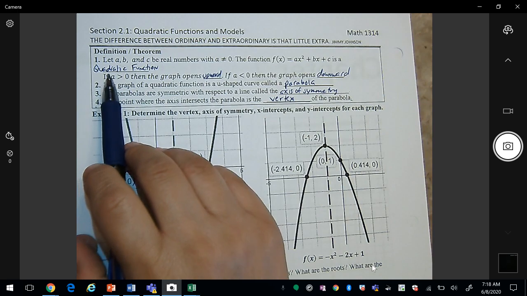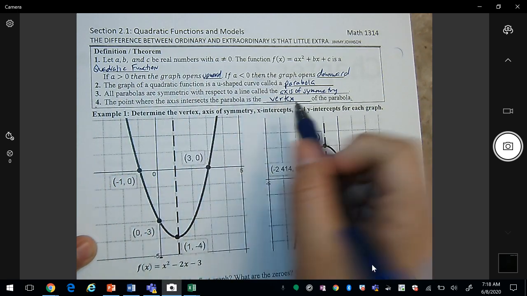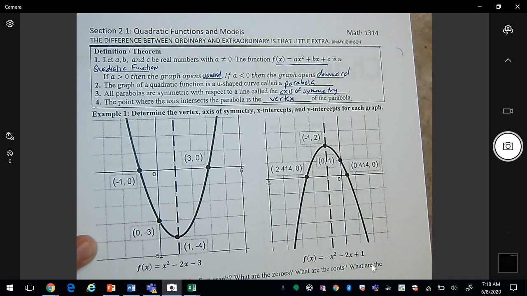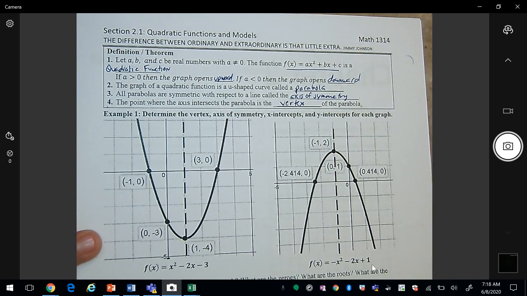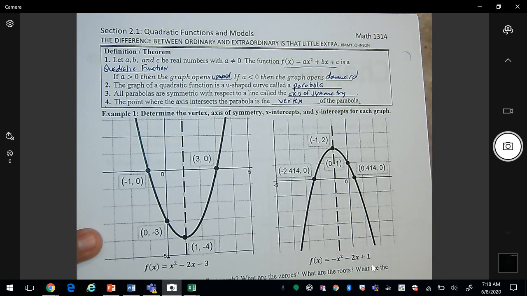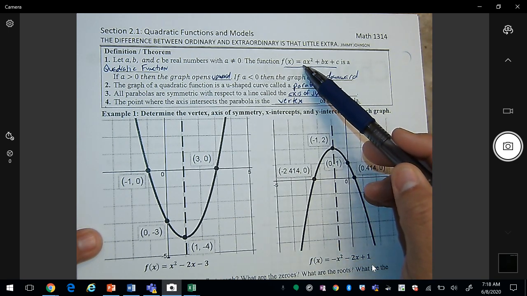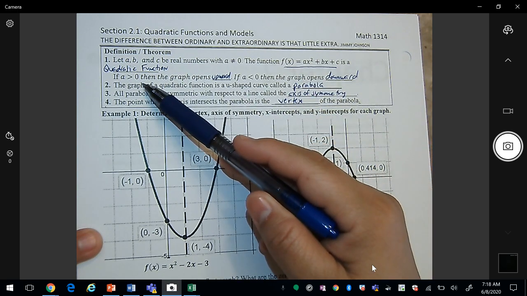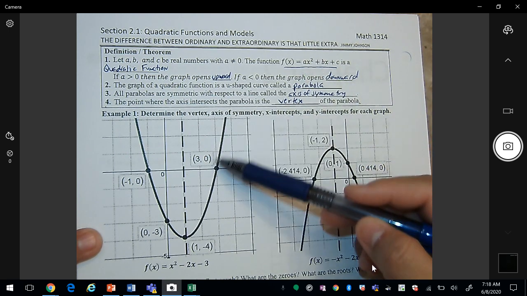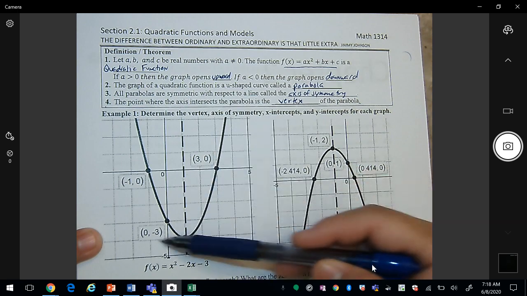A quadratic function is a function that has the form f(x) = ax² + bx + c. Notice that the highest exponent is a 2. A parabola, or quadratic function, is going to open upward if the coefficient a is greater than 0, and it's going to open downward if a is less than 0. The graph looks like a parabola.